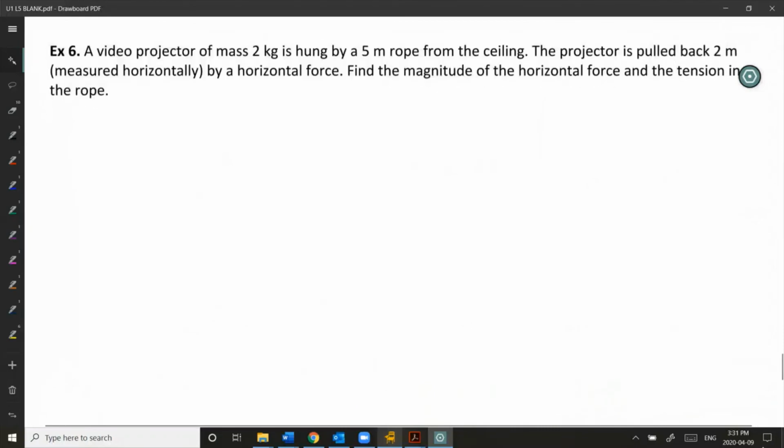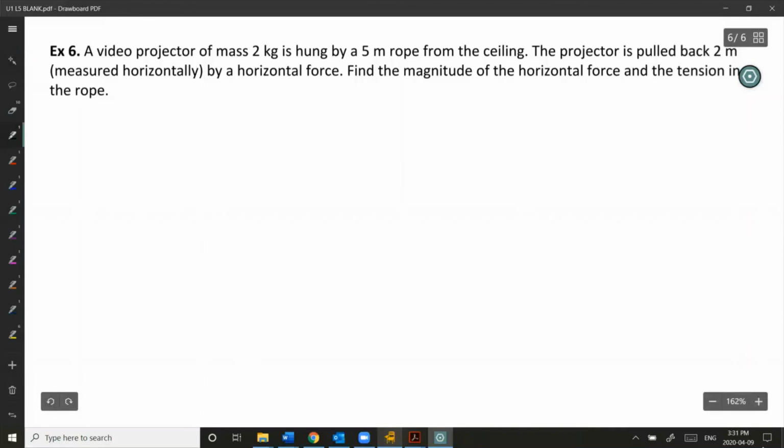Okay, last example for today. A video projector of mass 2 kilograms is hung by a 5-meter rope from the ceiling. The projector is pulled back 2 meters, measured horizontally, by a horizontal force. Find the magnitude of the horizontal force and the tension in the rope.